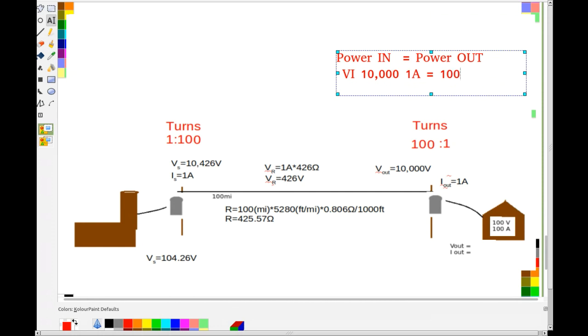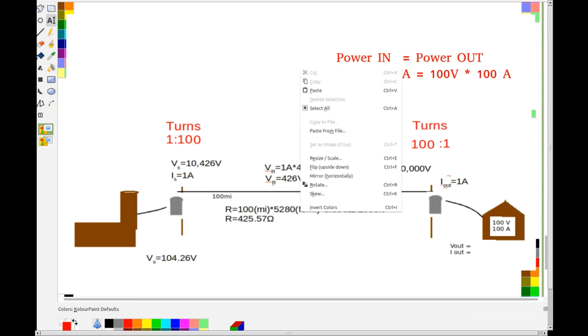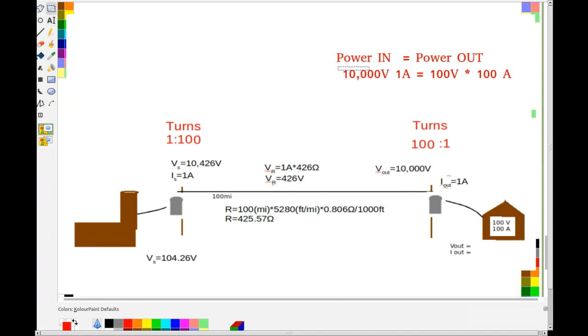I have 100 volts times 100 amps. But on this side, I have 10,000 volts times 1 amp. Okay. For the same power, again, we're talking about an ideal transformer here. So we got 10,000 volts. If we use this transformer, I can step up this voltage to 10,000 volts.